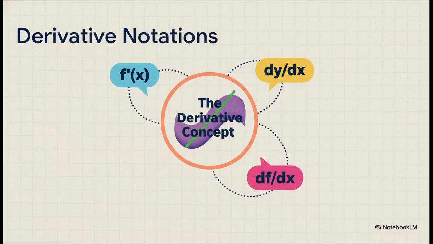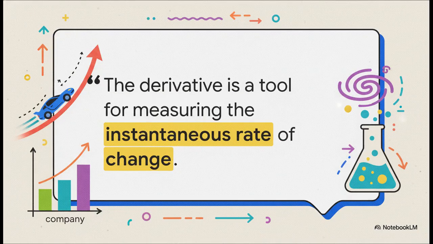Now, as you go deeper into calculus, you're going to see the derivative written in a few different ways. You'll see f prime of x or dy over dx. Don't let it throw you. They're all just different notations, came from different mathematicians, but they all mean the exact same thing, the slope at a single point. When it all comes down to it, this is what you need to remember. The derivative isn't just about the geometry of slopes on a graph. It's a tool for measuring the instantaneous rate of change of, well, of anything. The velocity of a car, the growth of a company, the rate of a chemical reaction, you name it.